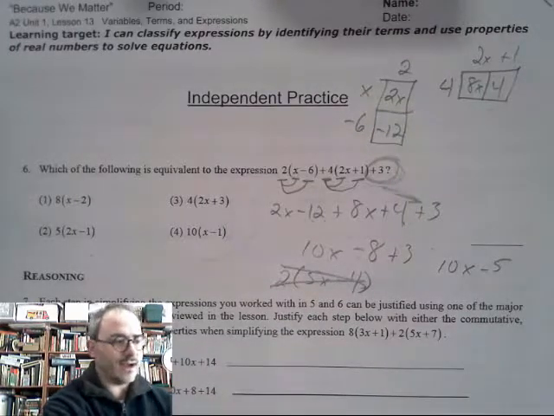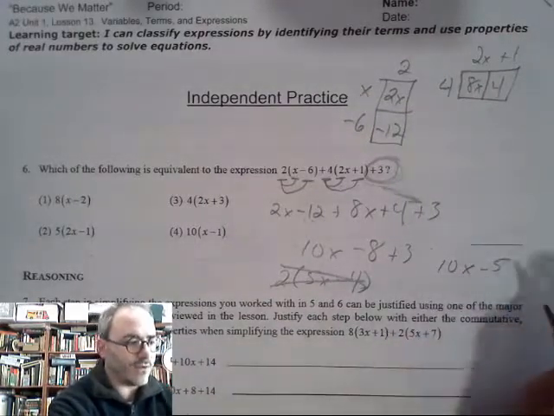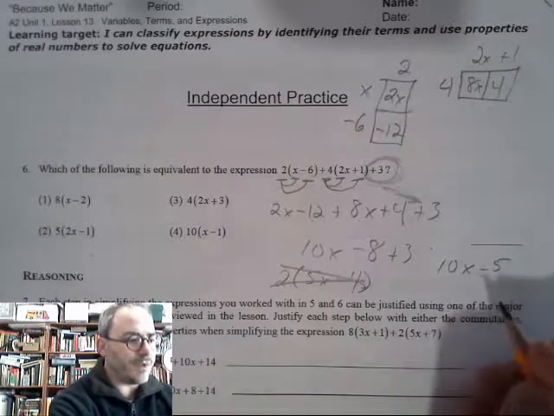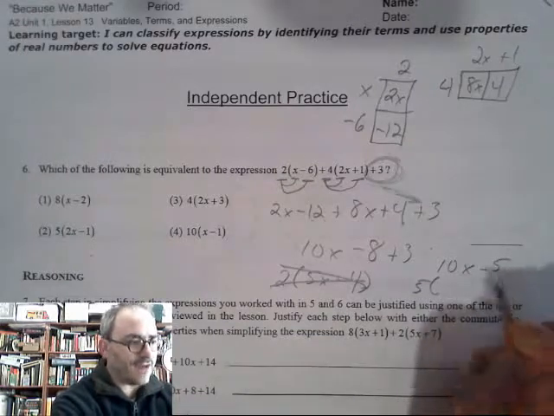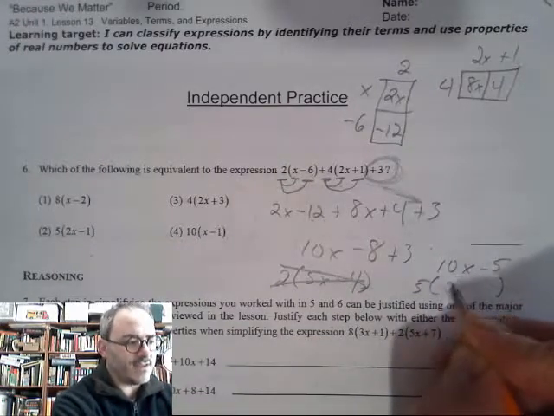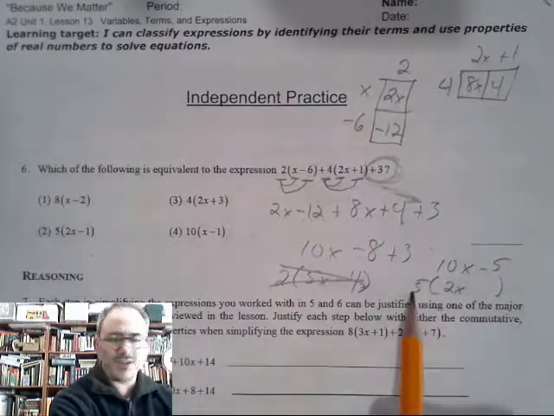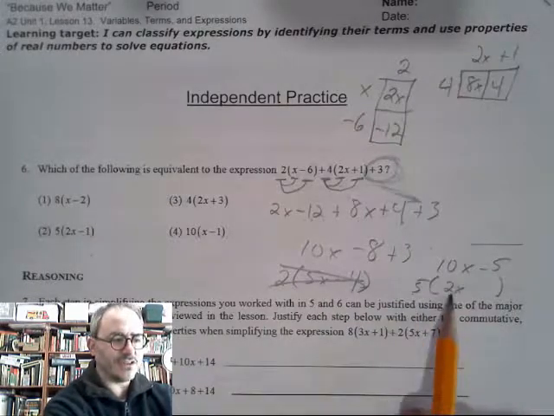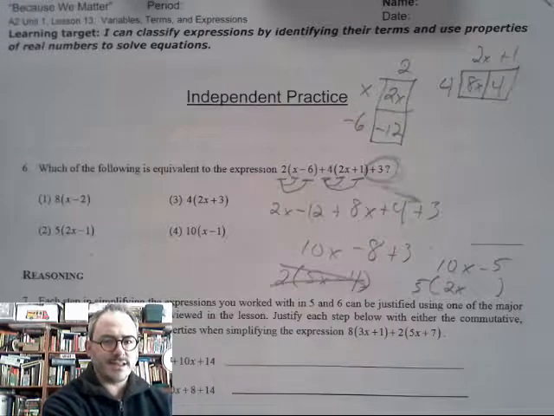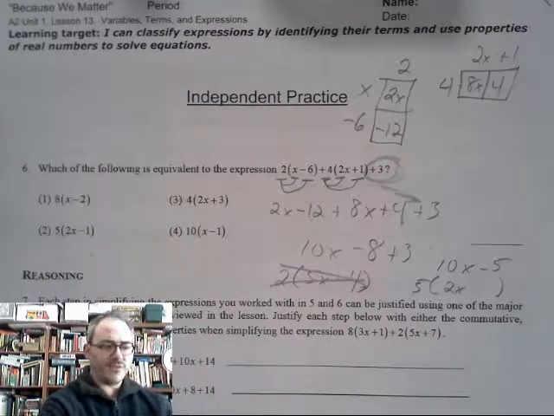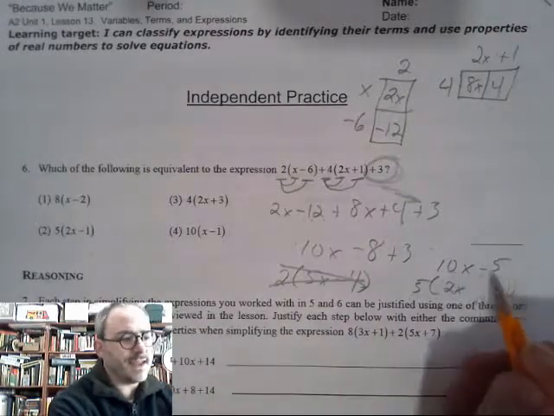Okay, now let me pull a 2 out of 10x minus 5. Or I can't pull a 2 out of 10x minus 5. Let me pull a 5 out of 10x minus 5. I'm going to pull a 5 out. 10 divided by 5 is 2x. If I was to redistribute this 5 to the 2x, I'd still have 10x. I'm still preserving everything. These equations are going to be equivalent. I'm just pulling a 5 out of the whole equation.